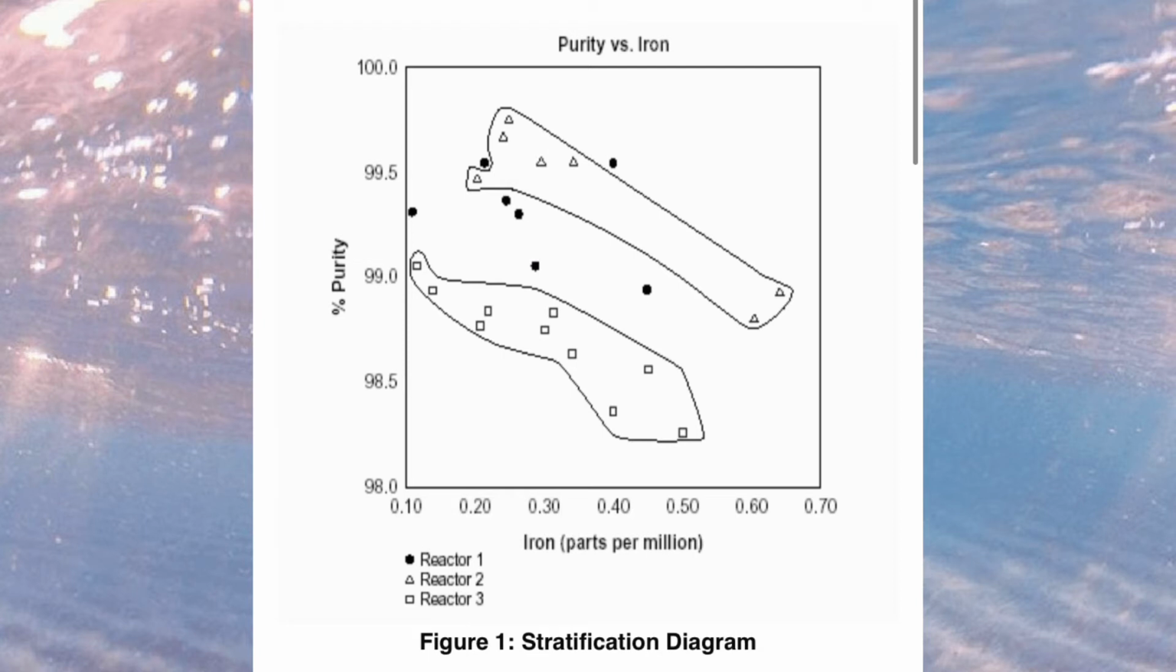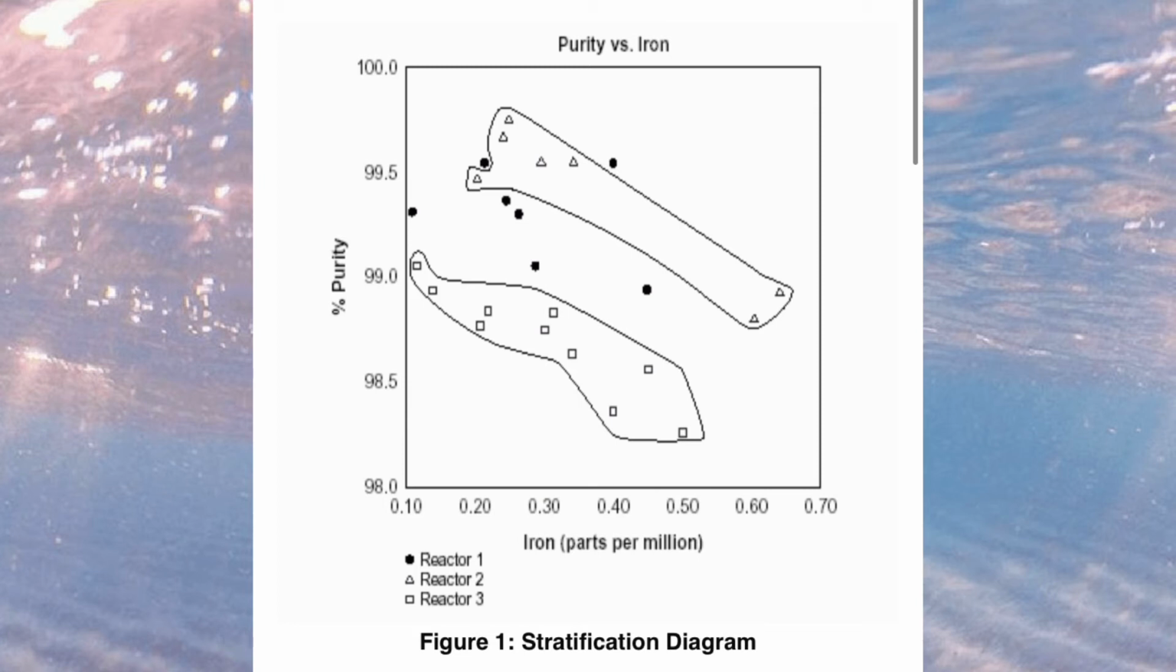The manufacturing team drew a scatter diagram to test whether product purity and iron contamination were related. But the plot didn't demonstrate a relationship. Then a team member realized that the data came from 3 different reactors. The team member redrew the diagram using a different symbol for each reactor's data, as in the picture. After that, the patterns can be seen.